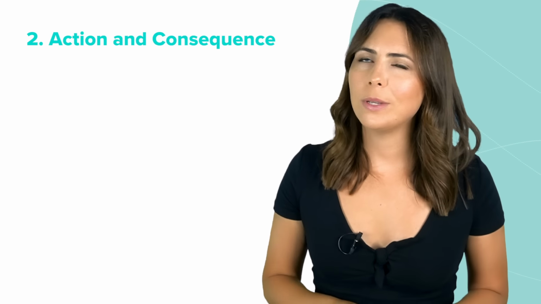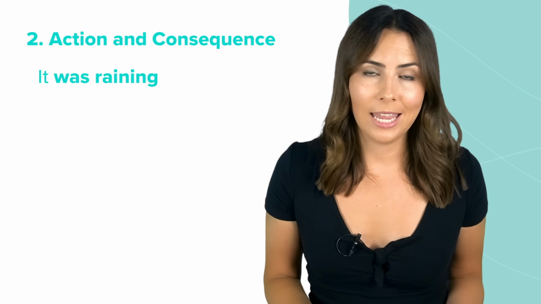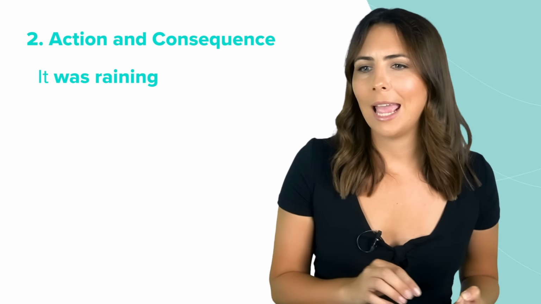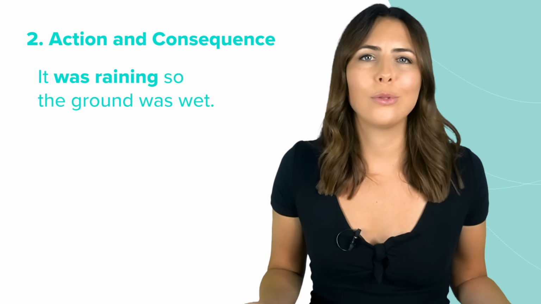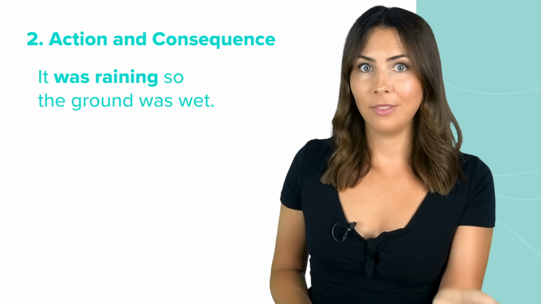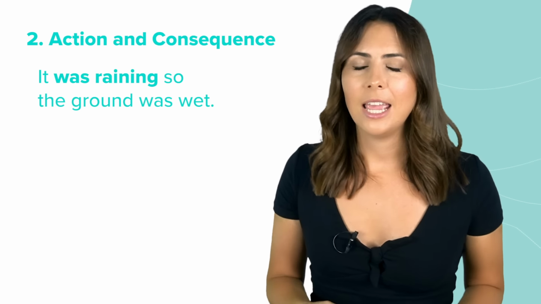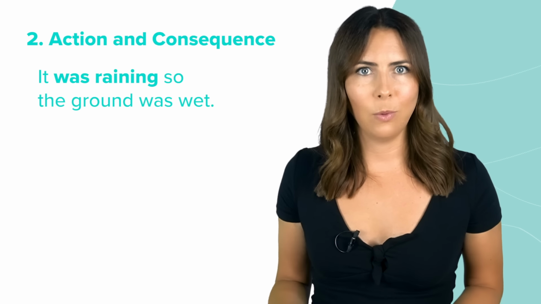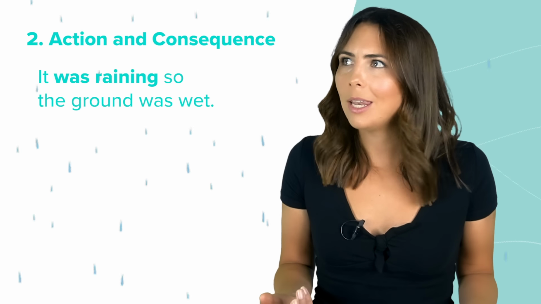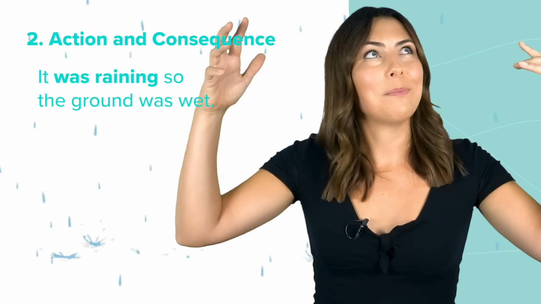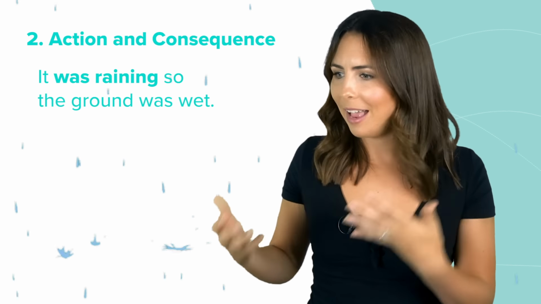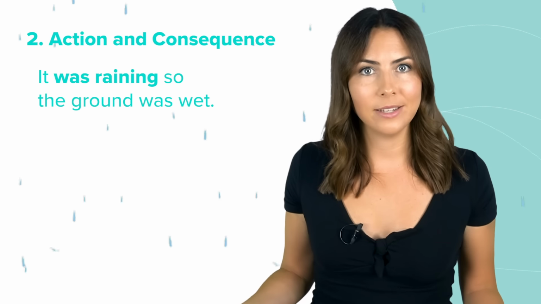A past continuous action, like it was raining, informs the state of a second action. We can say, it was raining, so the ground was wet. So the result of the rain, the consequence of the rain, is that the ground was wet. Logical, right? Why was the ground wet? Because raindrops were falling from the sky at that exact moment in time, and they were making the ground wet.